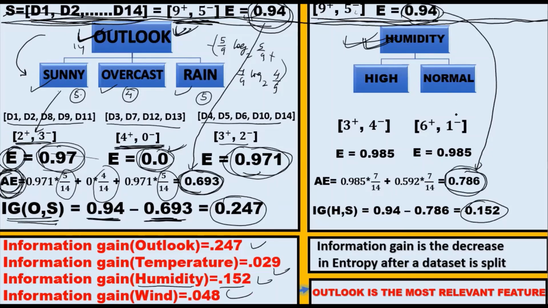So you see the decrease of entropy here as compared to here. Here the decrease of entropy is up to 0.693, it's 0.786. So obviously here more decreasing, so value more. Here it's decreasing less, 0.94 to 0.786, so it's 0.152. Similarly, if you take the other two, temperature and wind, you will get these two. So if you compare all this, then here you have more, 0.247. So we'll consider outlook as our first node.